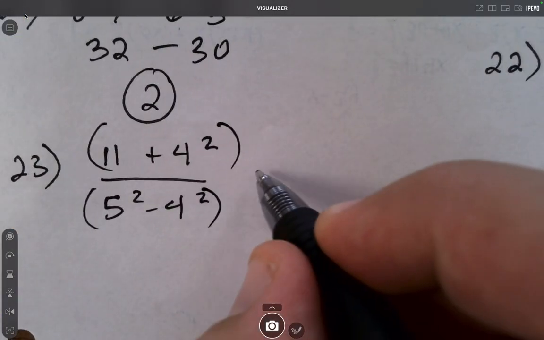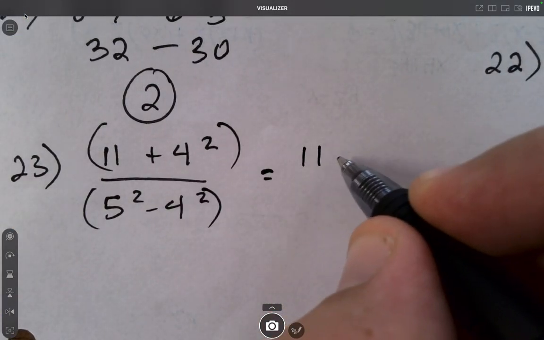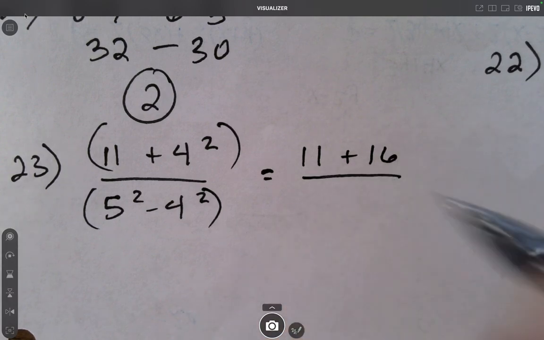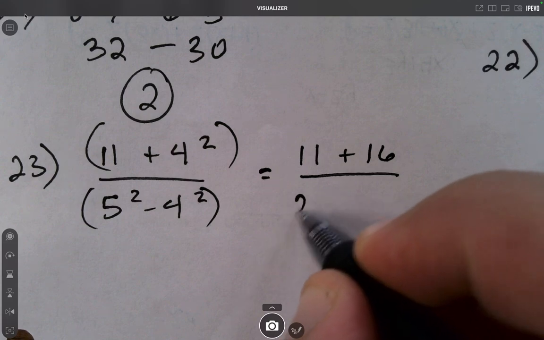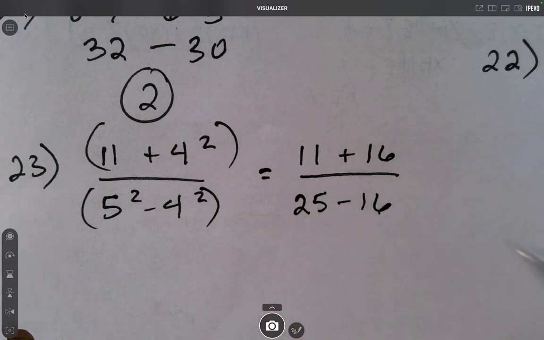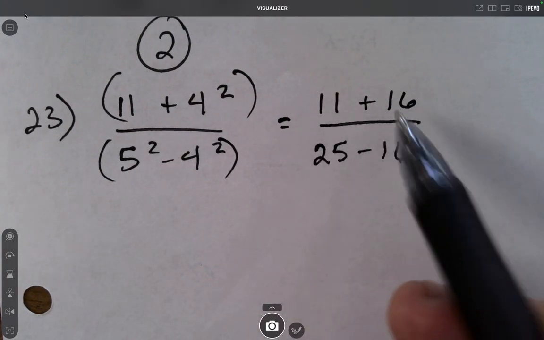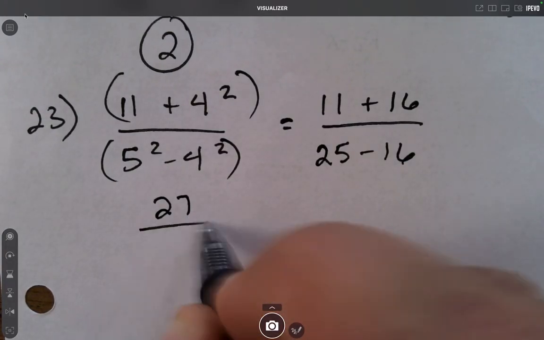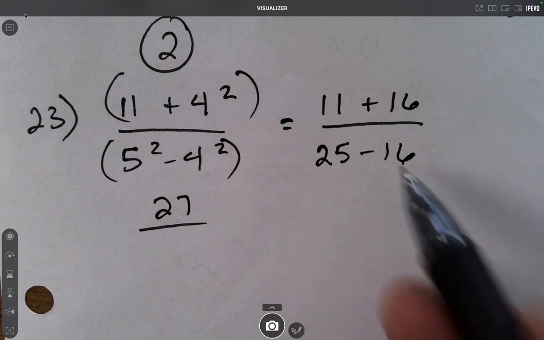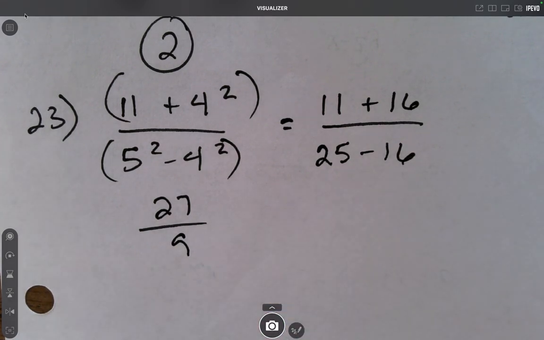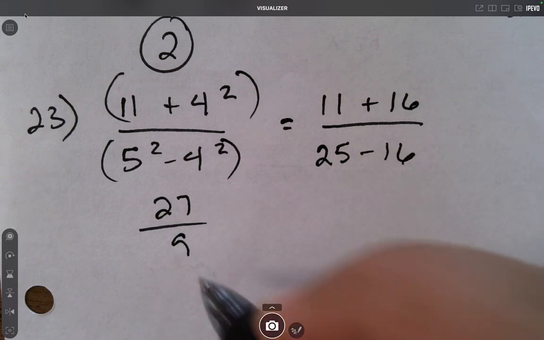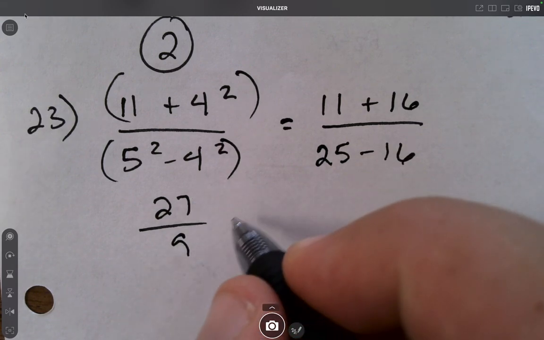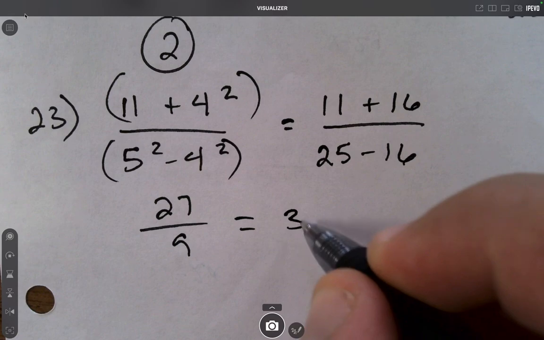So in the top, we'll deal with the exponent. 4 squared is 16. In the bottom, we'll do both exponents. 5 squared is 25. 4 squared is 16. On top, 11 plus 16 is 27. 25 minus 16 is 9. And so now that we've completed all the operations in the numerator and the denominator, we can divide, and 27 divided by 9 is 3.